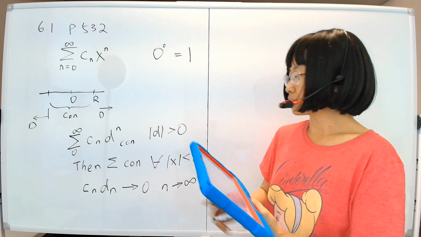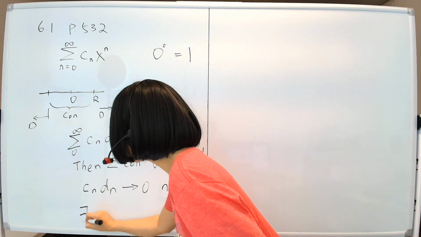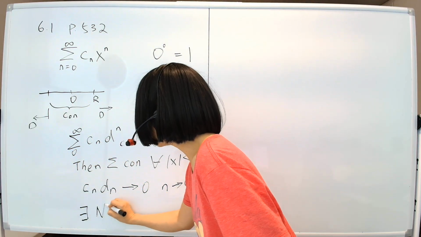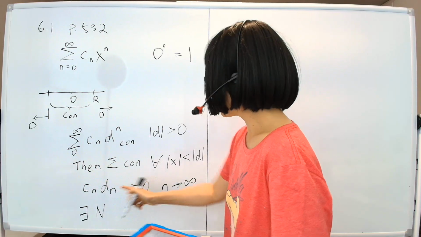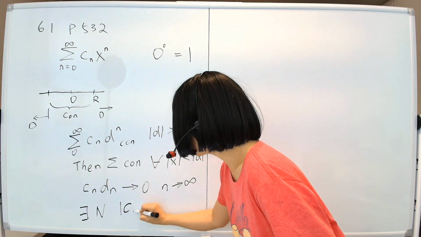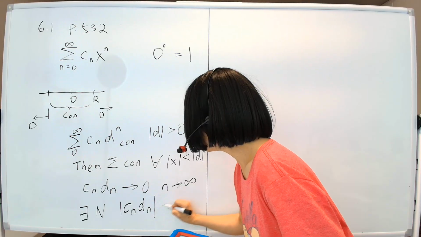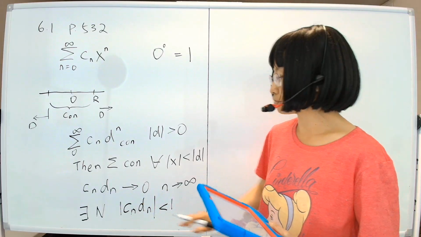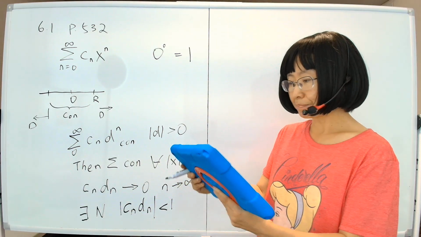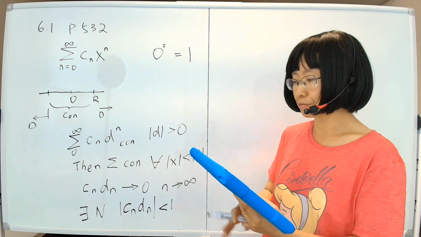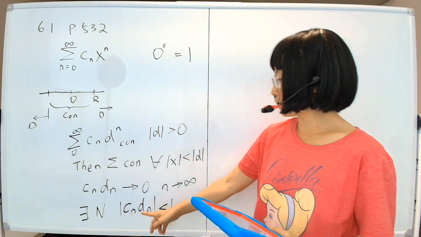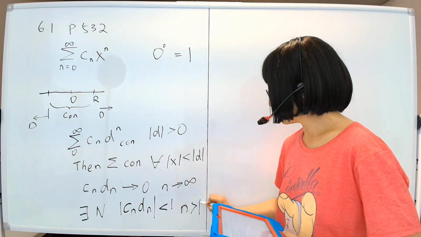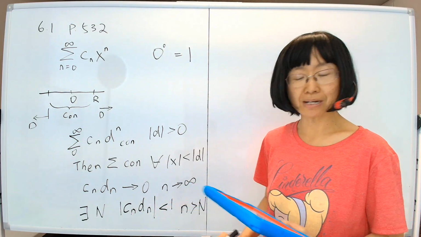Because of that, there exists some large integer N such that the absolute value of this number is going to be less than 1, since it's going to 0. So sooner or later they are all going to be less than 1 as long as you pick an n that's big enough. But the N is fixed. It's big but fixed. So we pick a fixed number where all the little n's bigger than big N are going to make this less than 1.